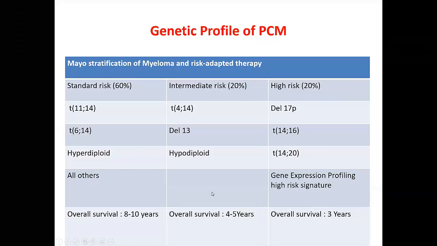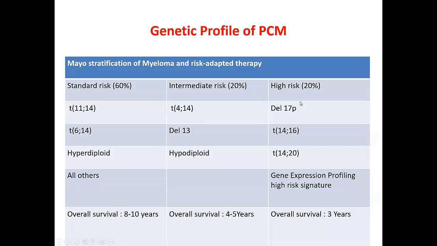So which ones are more common? See, the standard risk cases constitute a big chunk, 60%, intermediate 20%, high risk 20%.